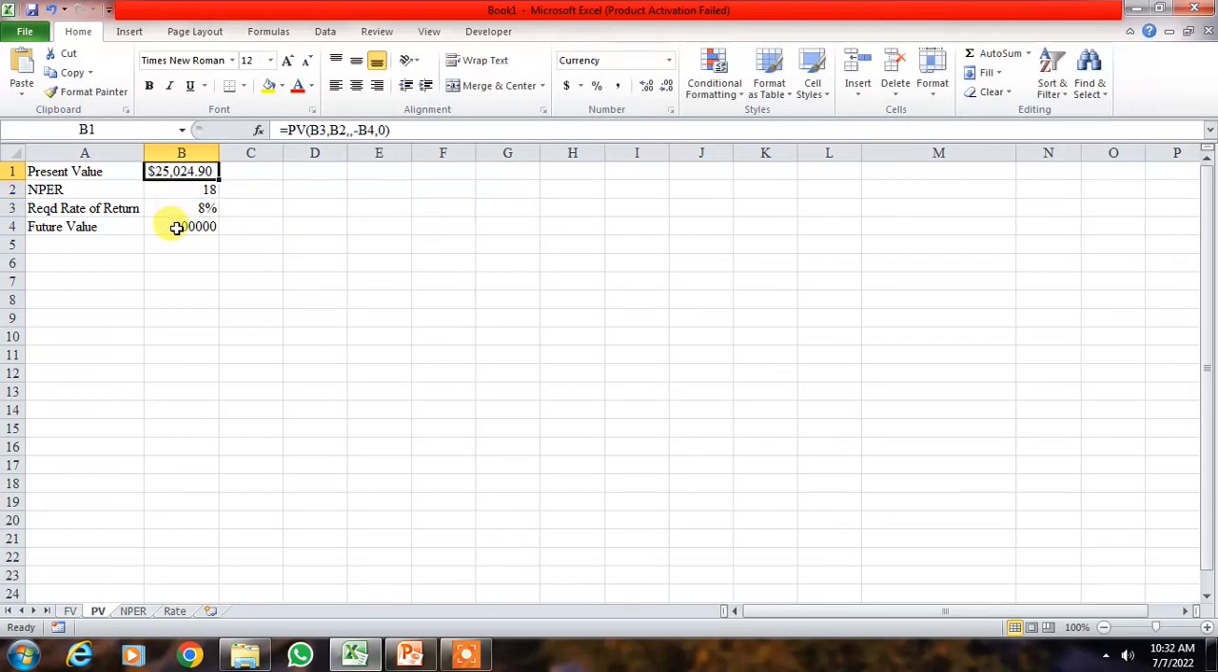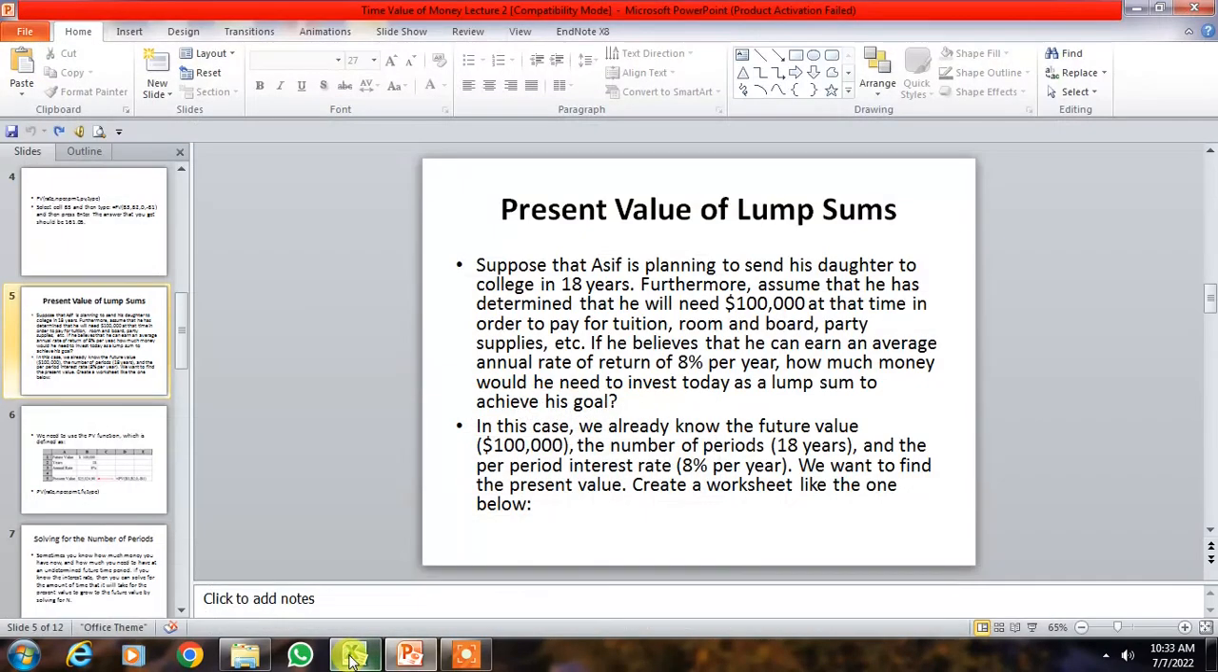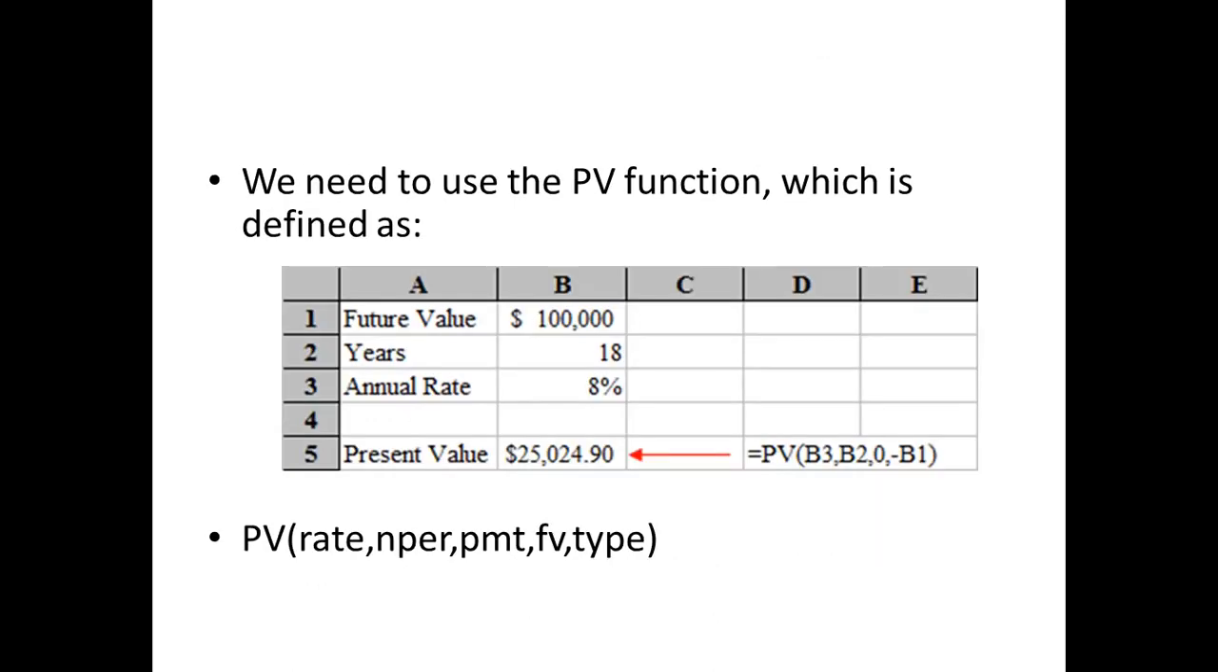So the answer for this question is that if you invest 25,000 today at the rate of 8% for 18 years, it will result in 100,000 in the future. Similarly, my dear, if the question is regarding finding the number of periods, this is how you can calculate the present value. I'm sharing the slides also, it will make it easy for you.